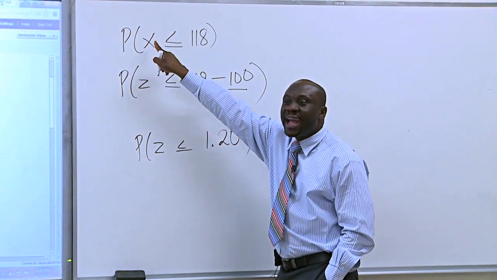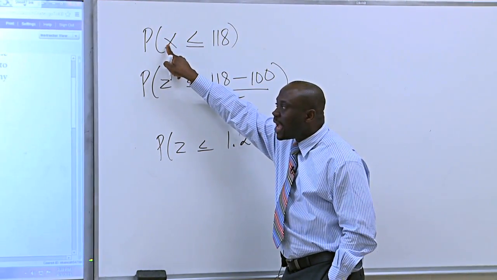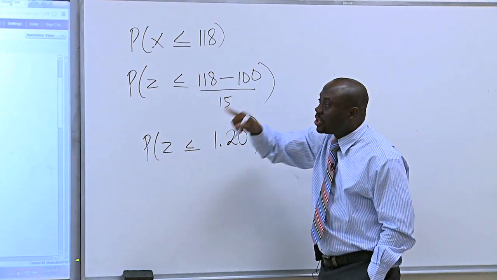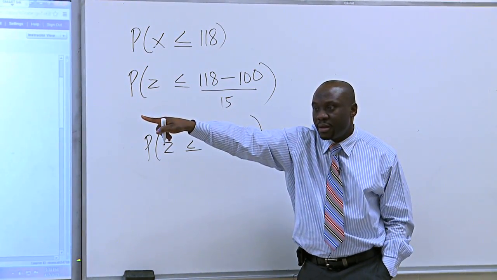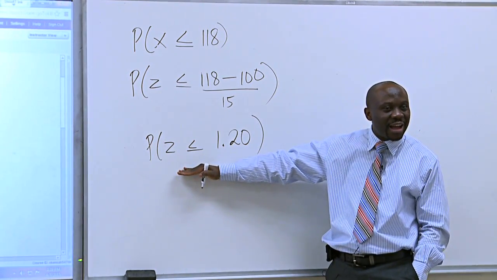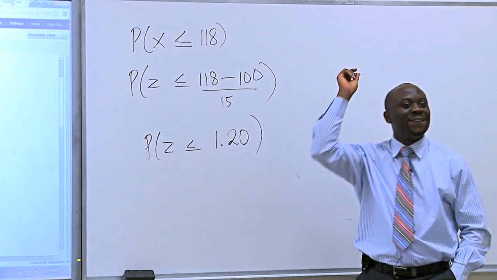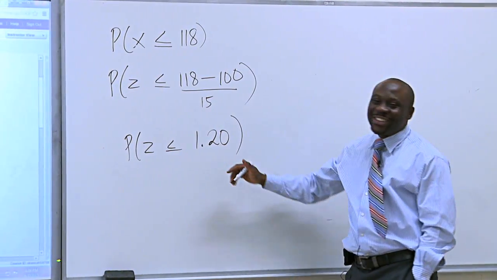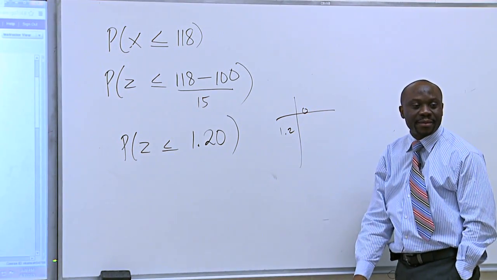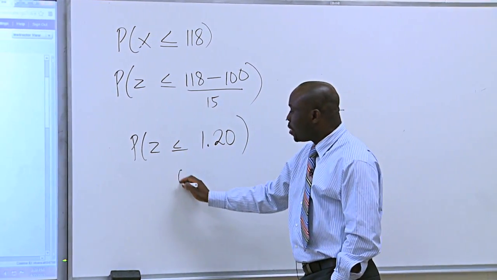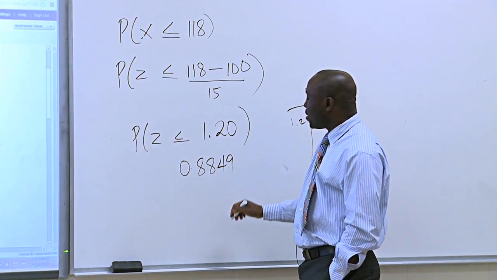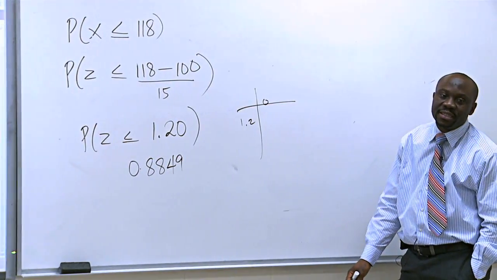So whenever you have X, to change it from X to Z, subtract the mean from the number and divide by standard deviation. That is the formula over there. And then from here, who doesn't know how to use Z? Now I've taught you how to do that. You go to the table and then you have 1.2 under 0. What is it? 0.8849. So this is about 88%.